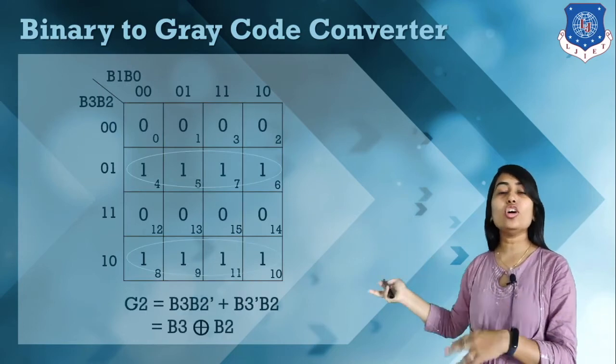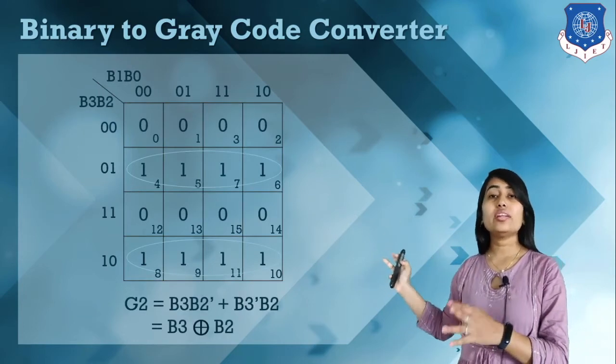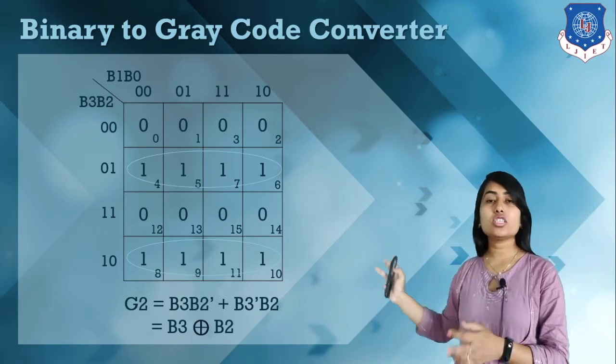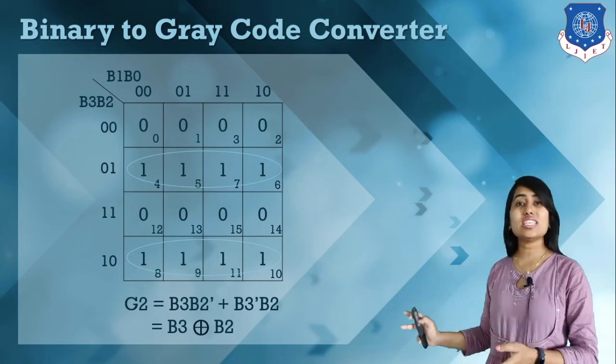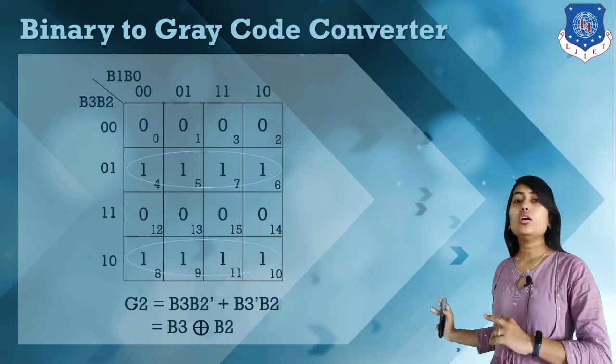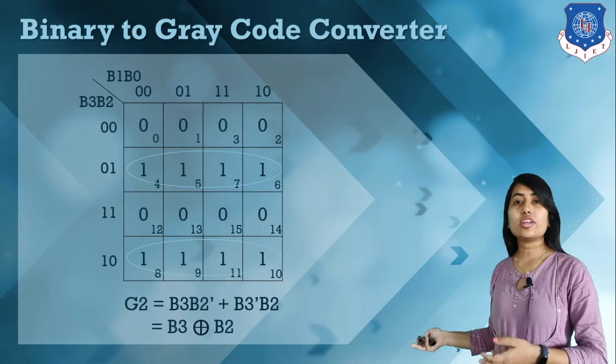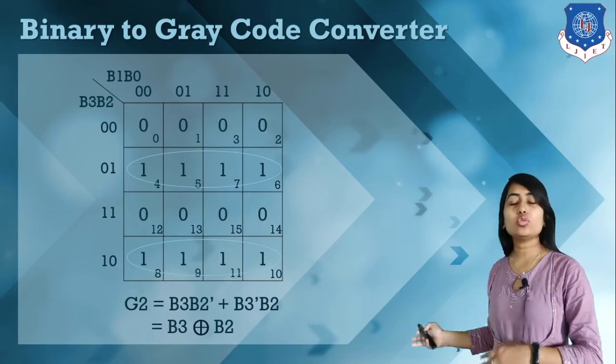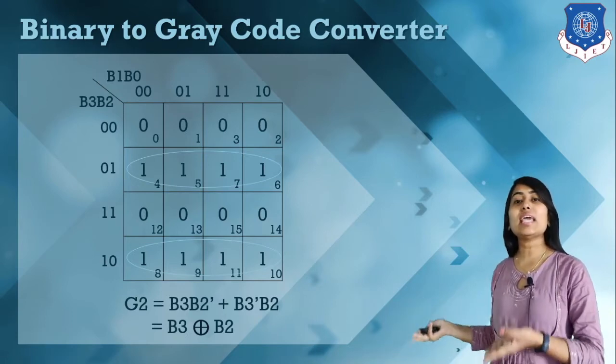Here we write all the values of G2 in terms of B3 B2 B1 B0. So here we have an expression for G2, which is B3 B2 dash plus B2 B3 dash. So basically this is an XOR operation between B3 and B2. So here G2 is equal to B3 XOR B2.